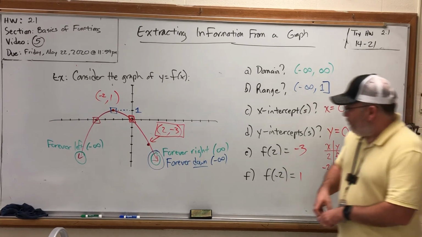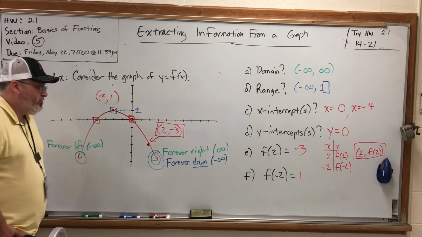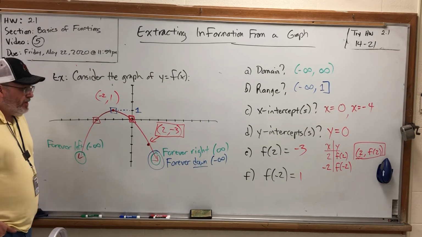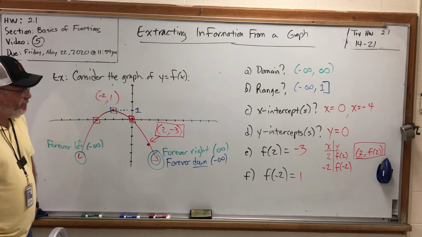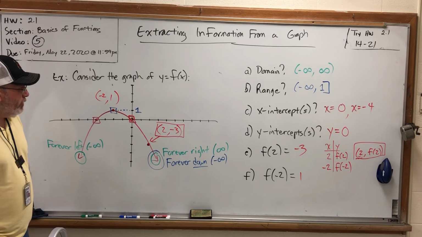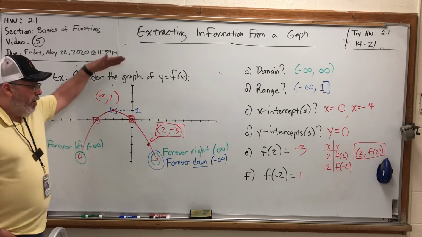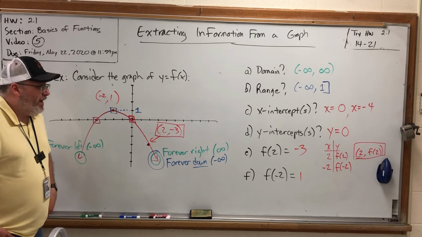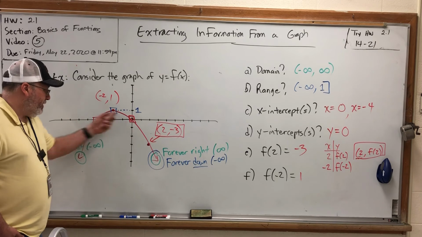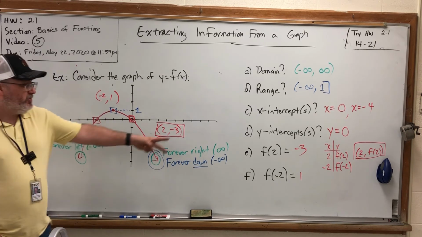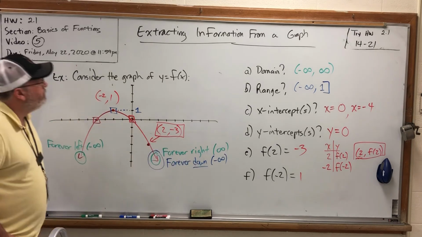So extracting information from a graph is fairly straightforward as long as you understand the relationship between x's and y's in a function. The x is the input, the y is the output, and knowing what you're looking for. Whether it's all the x's for the domain, all the y's for the range, the certain x's on the x-intercepts or y-intercepts, or specific points based on their x-coordinates that you're given.